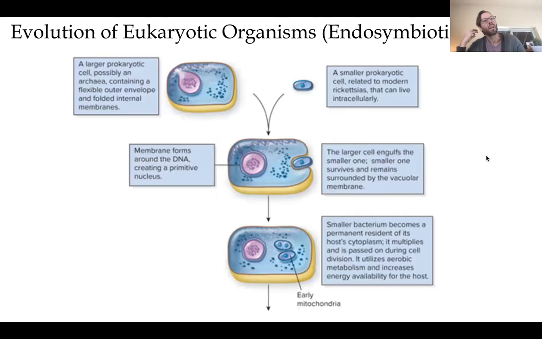And so this is kind of the demonstration of how that works. We have a large prokaryotic cell, maybe this is an archaea cell, maybe it's a bacterial cell. But what happens is a smaller prokaryotic cell comes into contact and it starts engulfing that smaller prokaryotic cell.